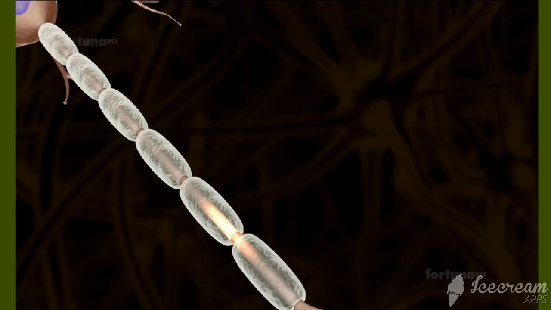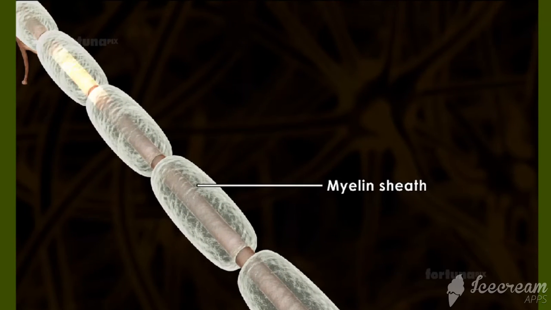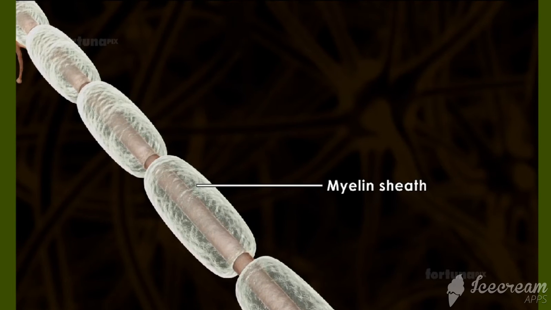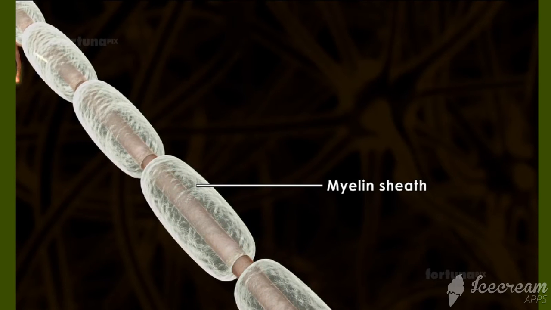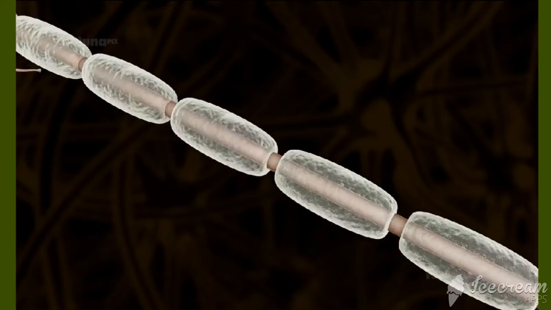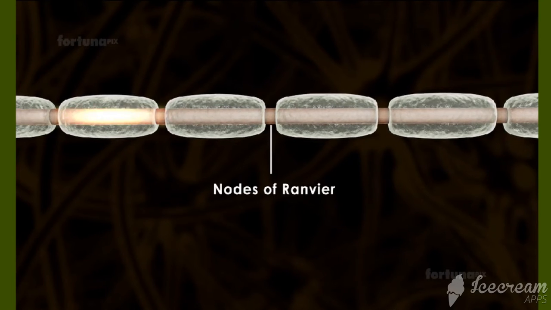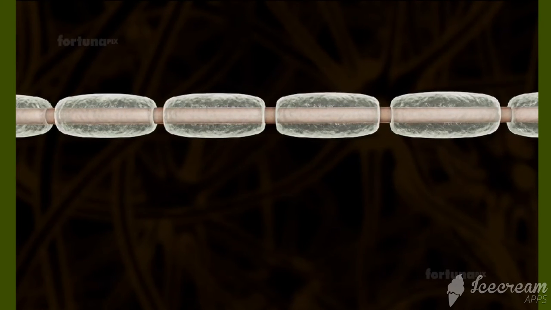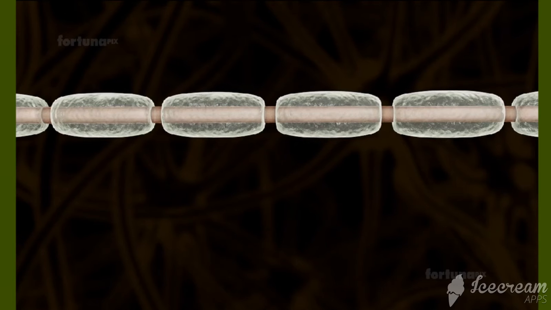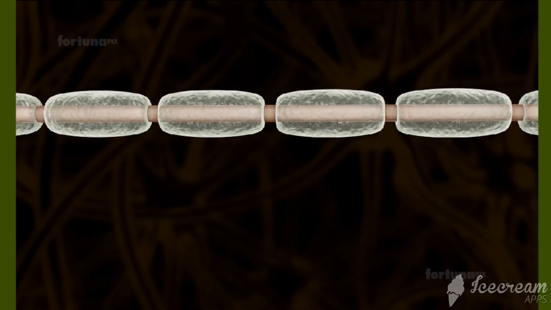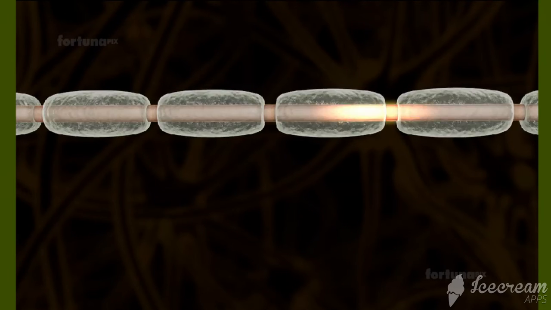A fatty white coat known as a myelin sheath usually covers longer axons. The sheath serves to insulate the axon. However, it is not continuous along its length. There are many gaps known as the nodes of Ranvier. These gaps allow electrical impulses to jump from one node to the next, thus increasing the speed of its transmission.